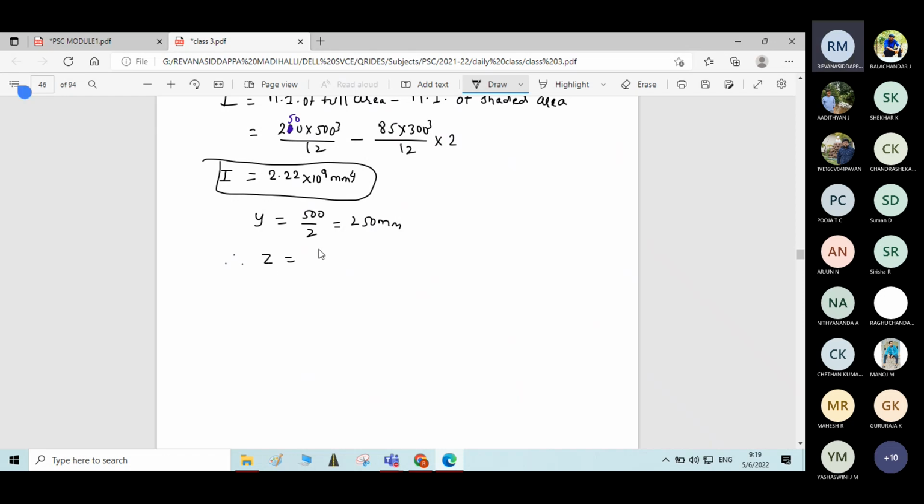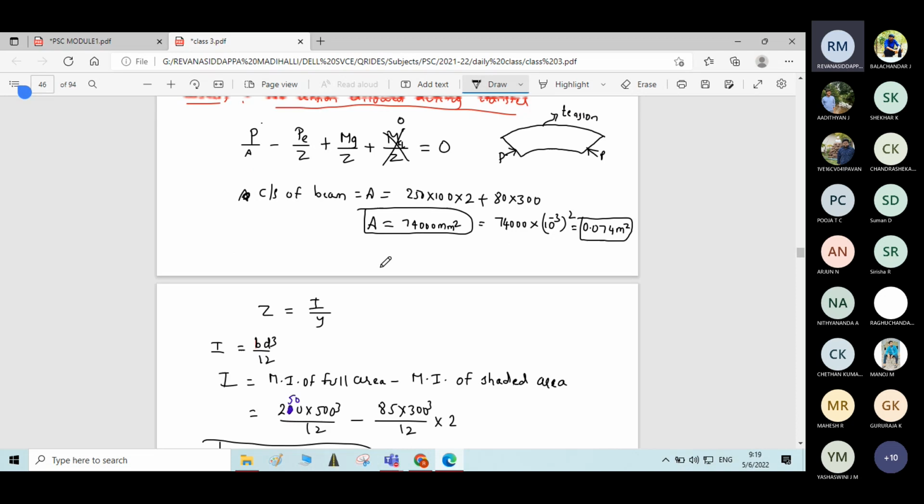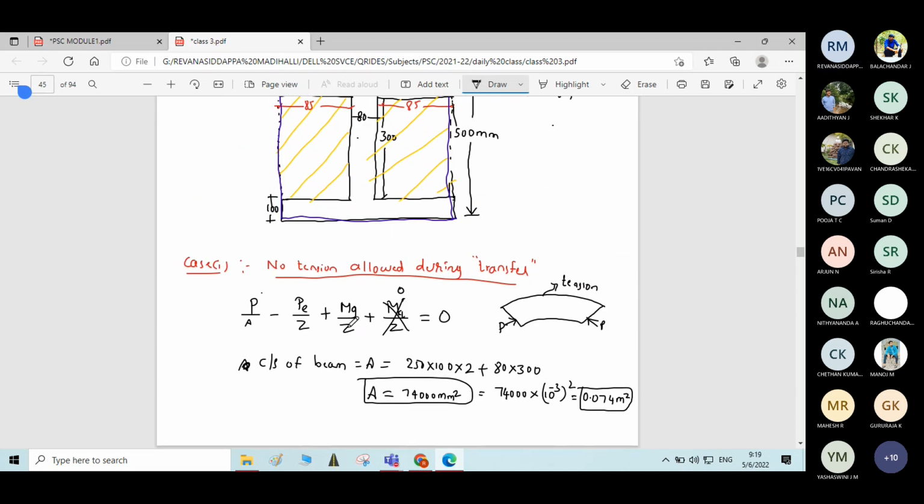Therefore, section modulus Z is equal to I, which is 2.22 into 10 power 9, divided by 250. Okay, the answer is 8.88 into 10 power 6 mm cube. Please cross check the answer. Okay, by this you got section modulus.